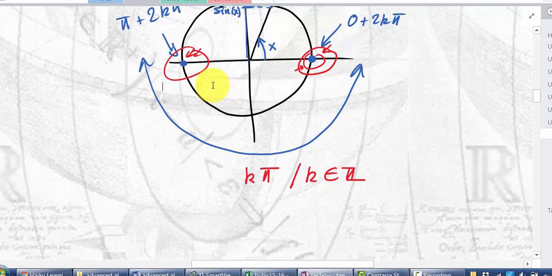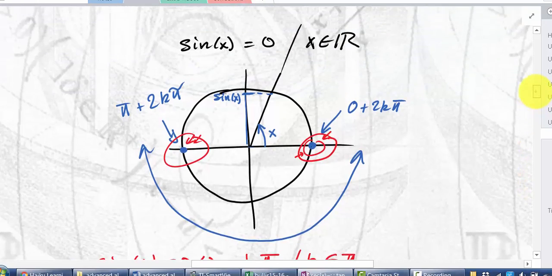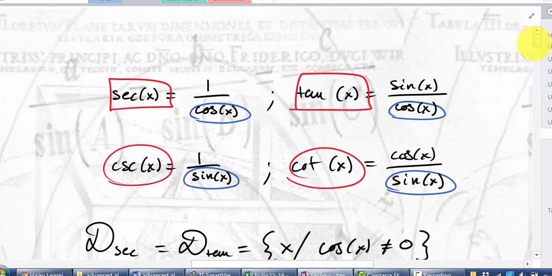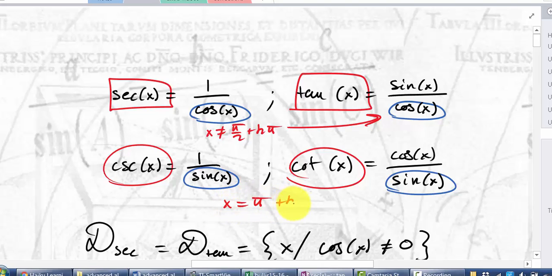And this is a solution of the equation sine x equal to 0 if and only if x equals k pi with k in Z. That's it. Now that we know this, we know the domain of these four trigonometric functions. This is all x's except pi over 2 plus k pi with k in Z, same with that, while these are all the x's except pi plus k pi with k in Z.